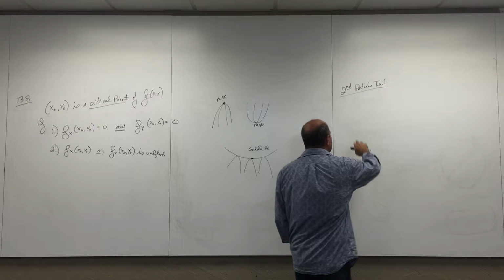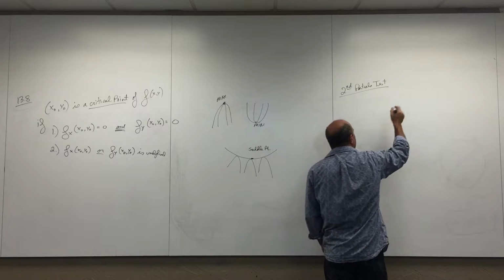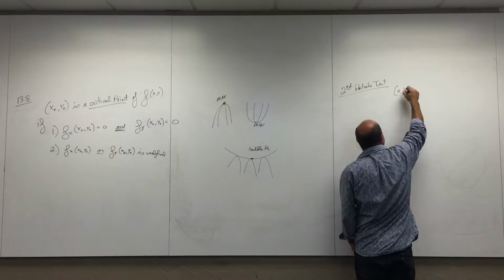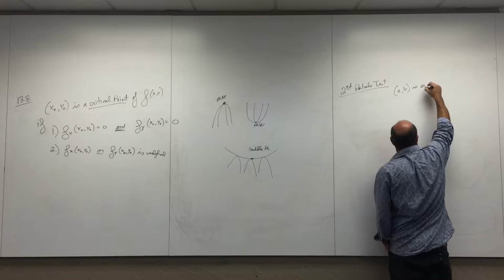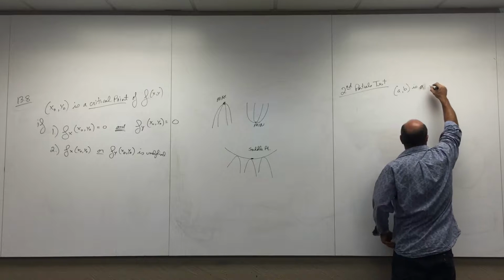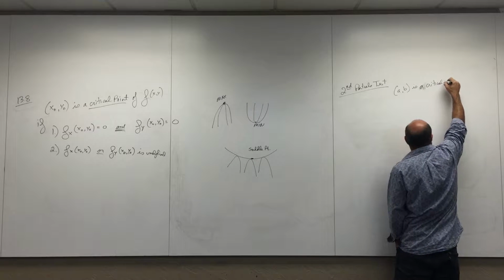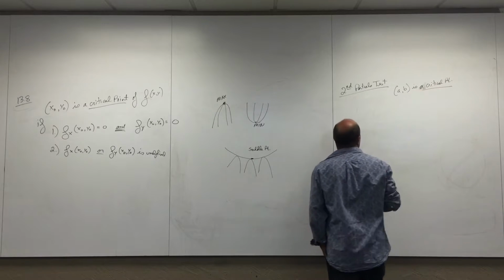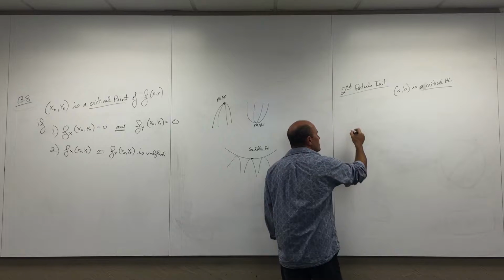All of a sudden now they change their notation. They say your point (a, b) is a critical number, a critical point. So instead of x naught, y naught, they use a, b. Now, what do you do with your critical point? You calculate this number D.